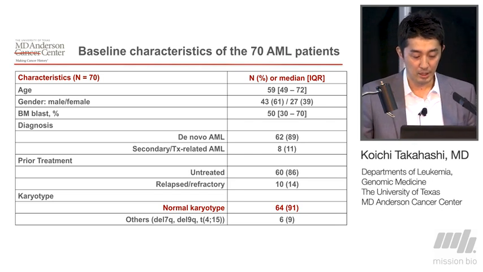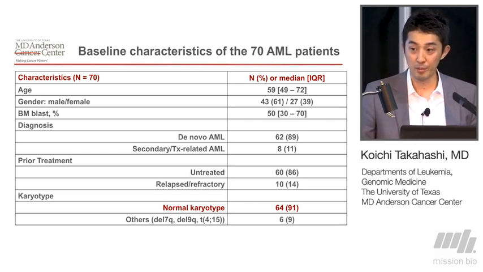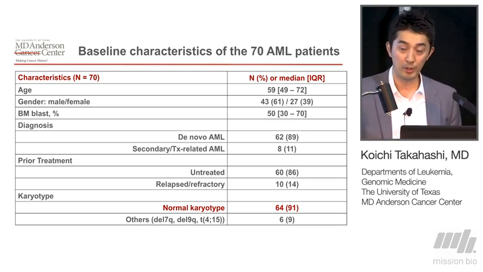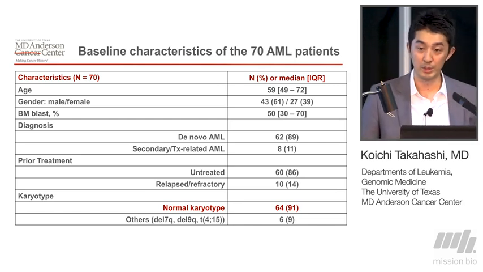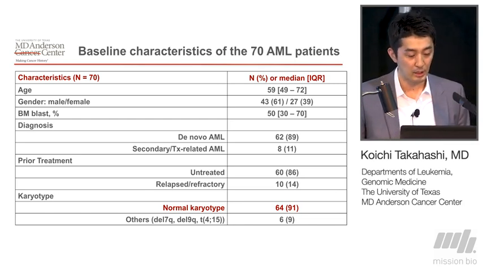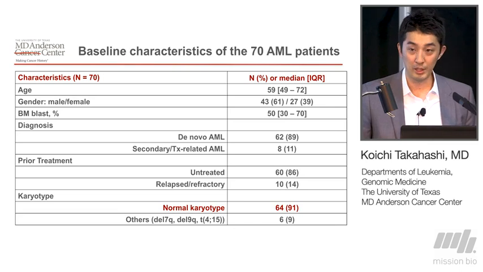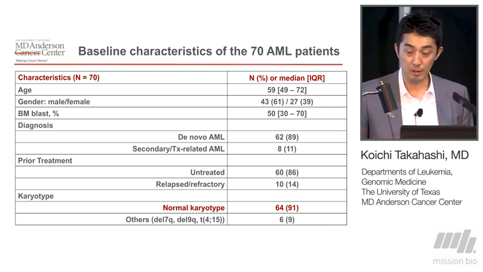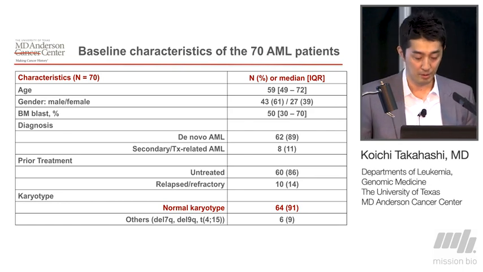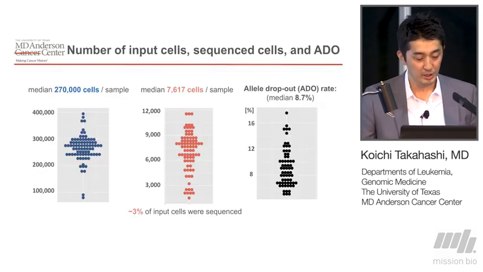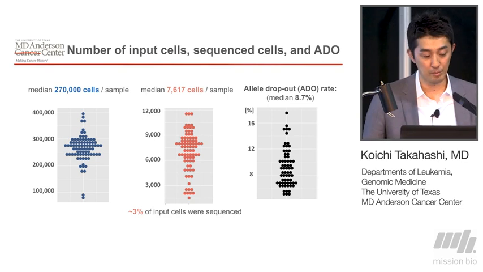We mainly focused on normal karyotype samples here because we wanted to avoid the allelic imbalance that would mislead us on the genotyping. Most of the samples were taken at the time of pre-treatment, and some of the samples were taken at the time of relapse and refractory time points. This is the QC metrics of these platforms.